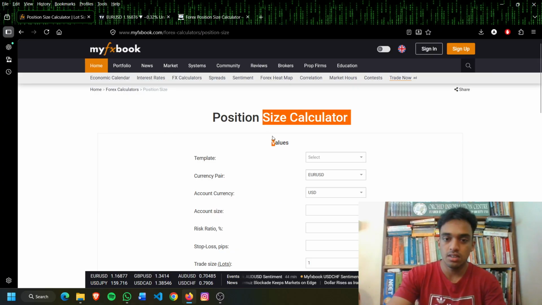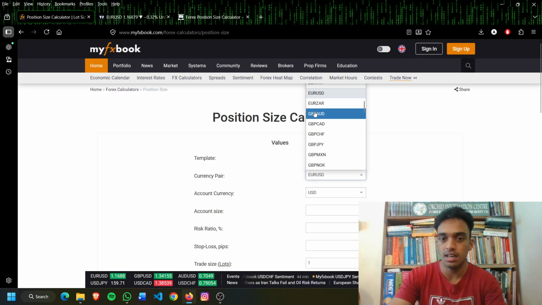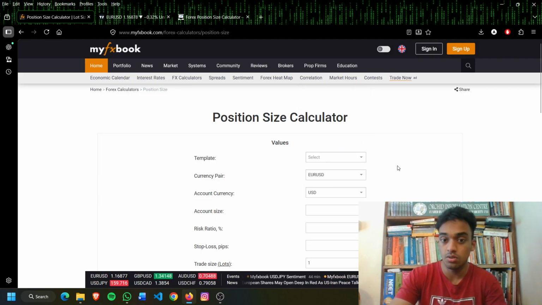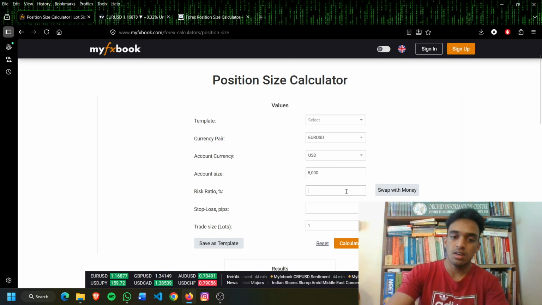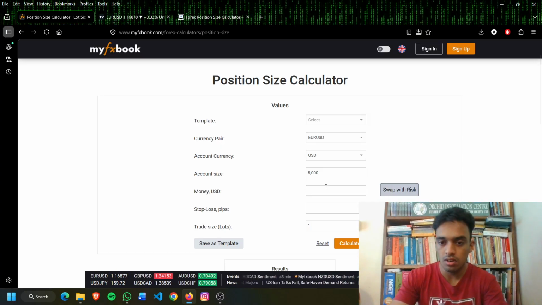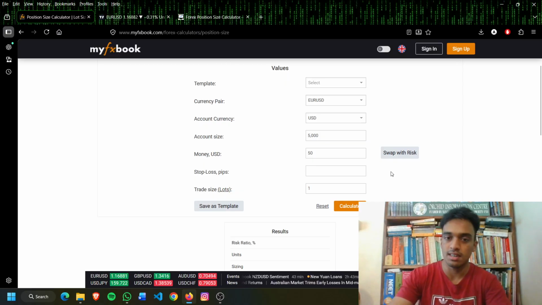Right now the currency pair I'm going to trade is EUR/USD. You can change it if you're trading something else like GBP/CAD or GBP/JPY. Do not forget to put this. Then the account size: for example, I'm trading a $5,000 account, and I can lose, say, $50. $50 of 5,000 is 1%. Or you can go for a risk in money, so you just enter $50. That is the risk I want to take for a trade.